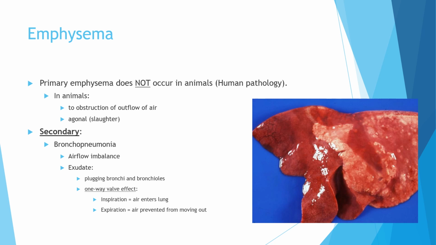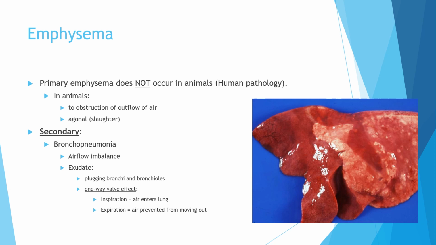What we do have in animals is a secondary emphysema, and that often occurs with bronchopneumonia. Reason being, you get airflow imbalance, right? The exudates will plug certain parts of the bronchioles or the bronchi. Those will no longer be able to deflate, and with the exertion of trying to get air in, it can't get out. The air inspired is greater than the air expired, and then you get emphysema secondary to the bronchopneumonia.